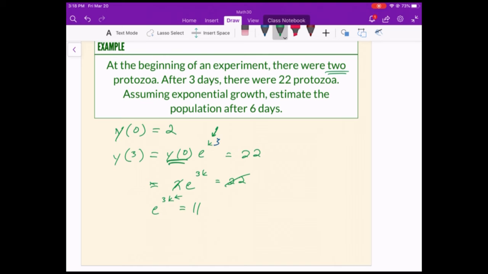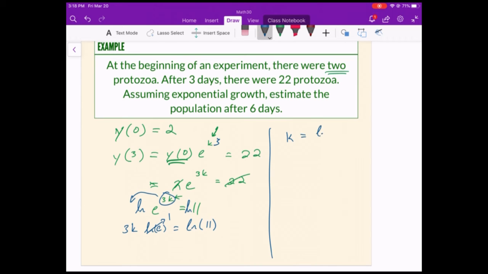Now the problem is k is trapped up here in the exponent, but easy enough to get rid of that. We can natural log both sides. Using our log rules, bring 3k down. Alright, so we have 3k ln e equals ln of 11. Of course, ln e is just 1, so that's going to go away, and that'll let us solve for k. k will be ln of 11 over 3.